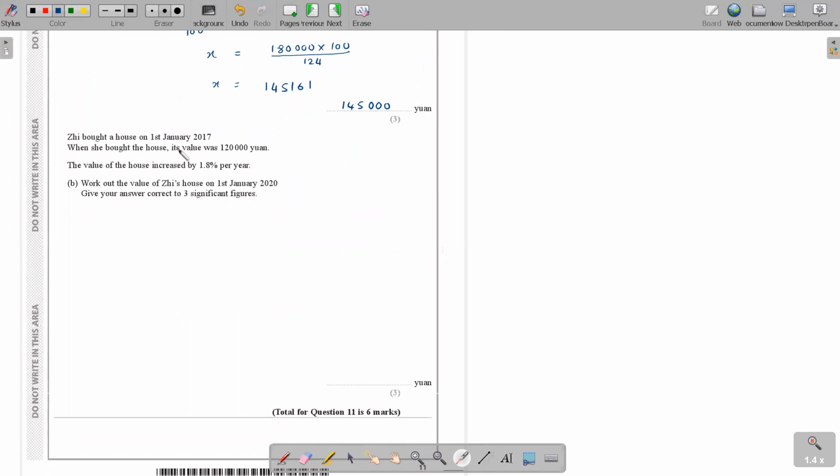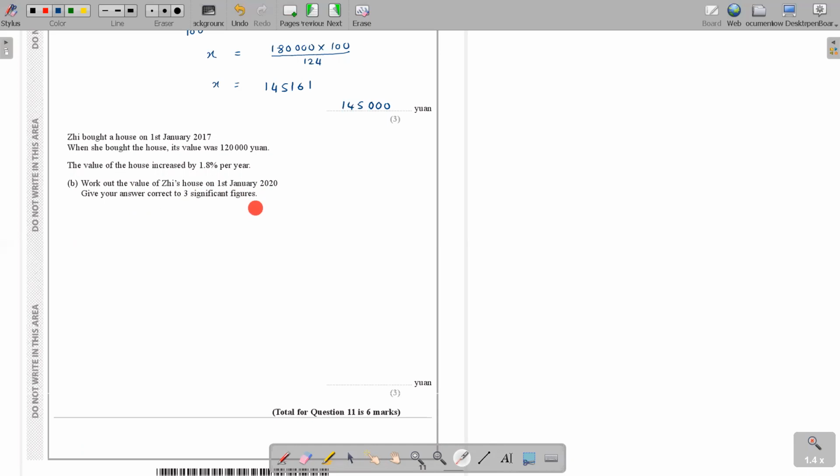Z bought a house on 1st of January 2017. When she bought the house, its value was 120,000 yuan. The value of the house increased by 1.8% per year. Work out the value of Z's house on 1st January 2020. Give your answer correct to 3 significant figures.